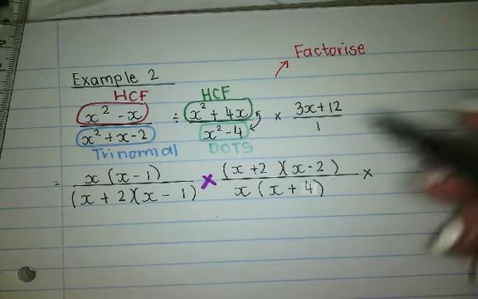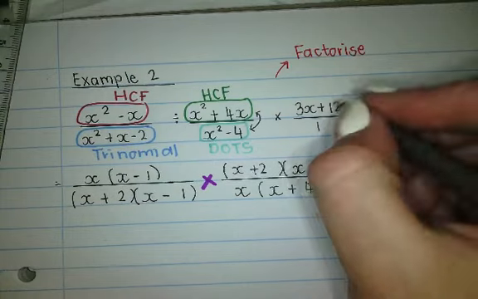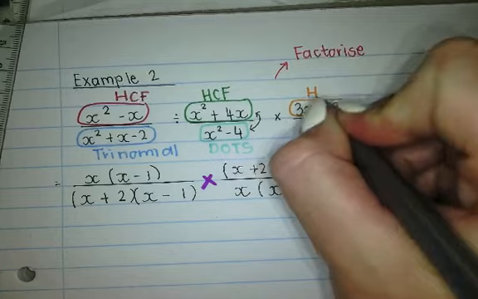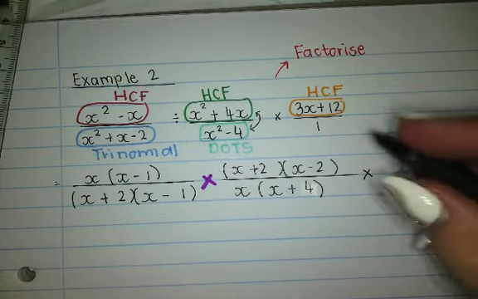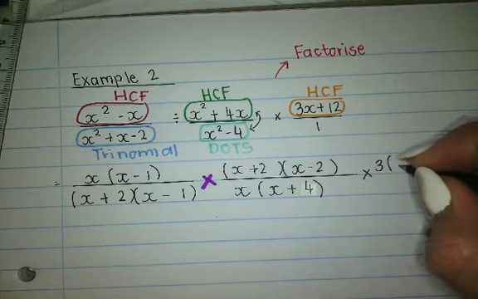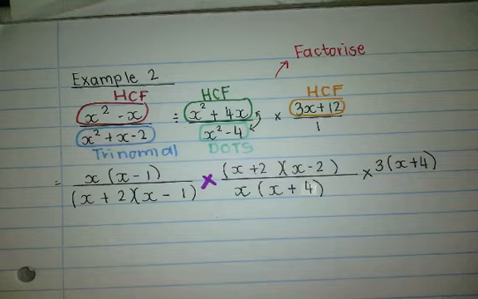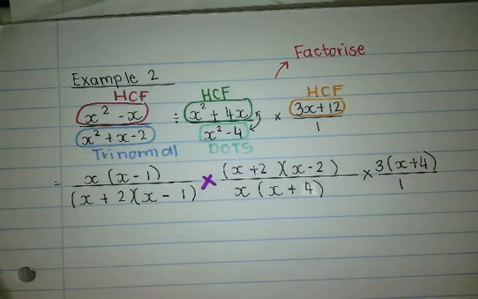In the sense of flipping and timesing, you just look at factorizing. Okay, so can we factorize this one? Yes. Okay, what can we do here? Okay, HCF again. Right. What is my HCF? 3. What is left over? X plus 4. Can we factorize 1? No, so we leave it as it is.